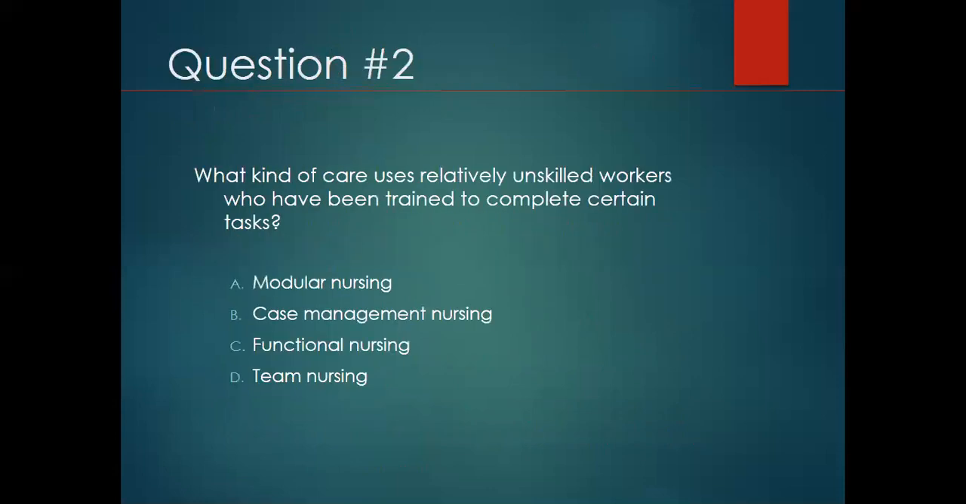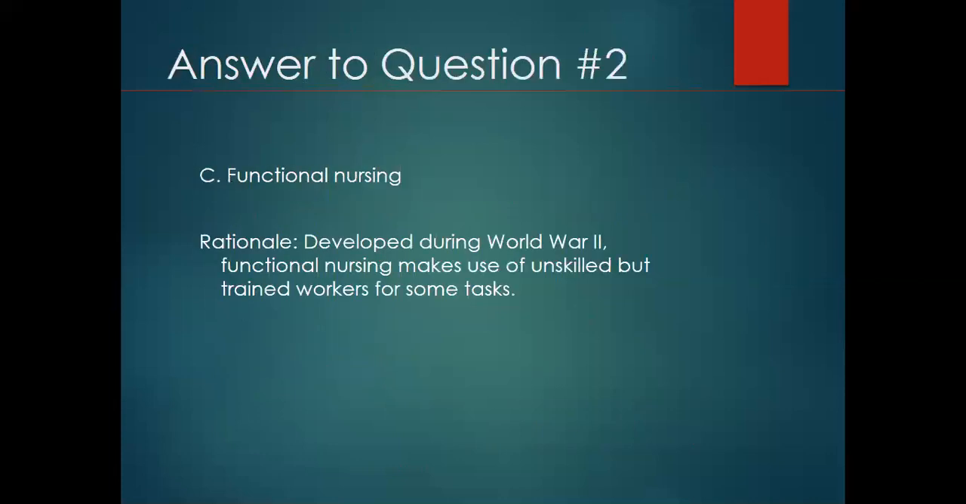What kind of care uses relatively unskilled workers who have been trained to complete certain tasks? A, modular nursing, B, case management nursing, C, functional nursing, or D, team nursing. That is C, functional nursing. It was developed during World War II, and it makes use of unskilled but trained workers for some tasks.